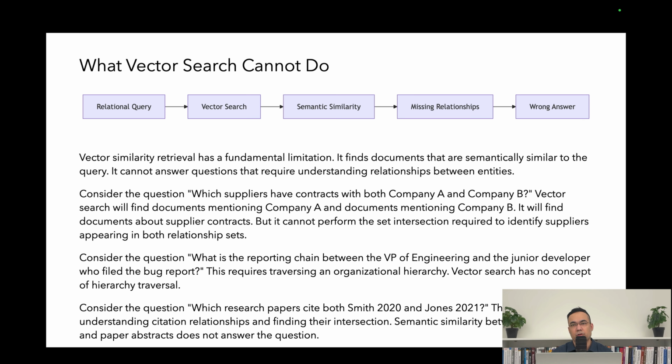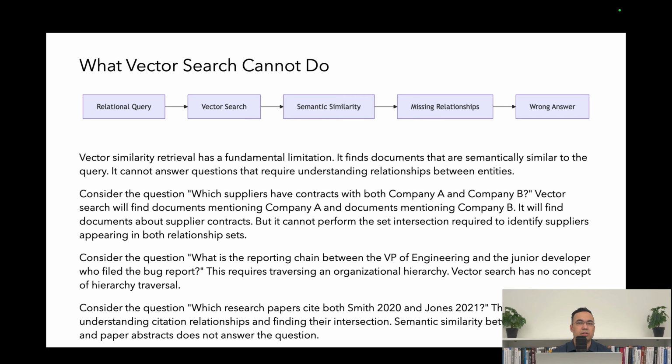Vector search will find documents mentioning company A and documents mentioning company B, but cannot perform the set intersection required to identify suppliers appearing in both relationship sets. Now consider the question, what is the reporting chain between the VP of engineering and the junior developer who filed the bug report? This requires traversing an organizational hierarchy. Vector search has no concept of hierarchy traversal.